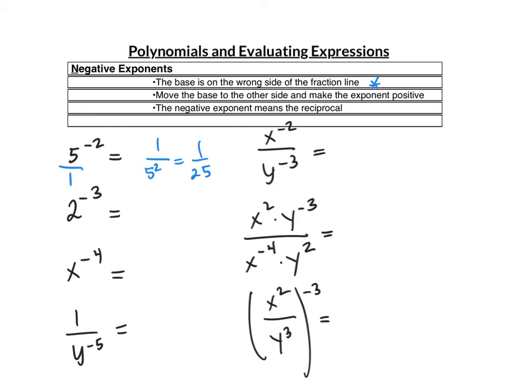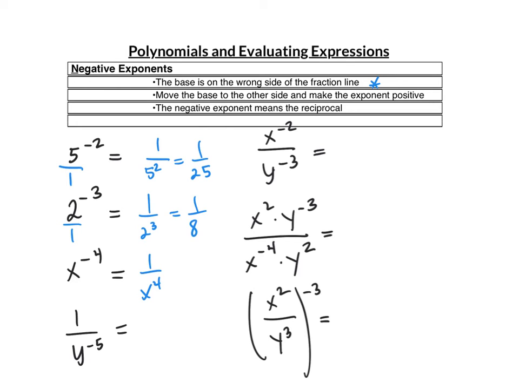2 to the negative 3rd. Reciprocal, move it to the other position. That's 1 over 2 to the 3rd, or 1 over 8. Notice that a negative power does not mean the answer is negative. It means reciprocal. Your base is on the wrong side of the fraction line. Move it to the other side. Change the sign. x to the negative 4th. Well, it's just 1 over x to the 4th. And you're done. We look at the last one here.